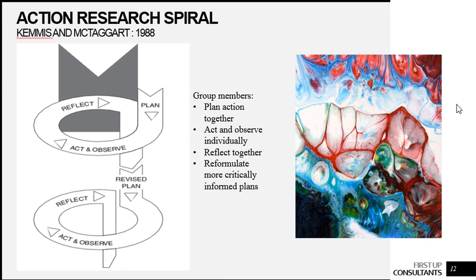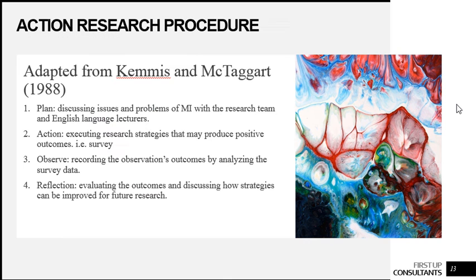So this is the proposed action research spiral by Kemmis and McTaggart. If we look closely, this is the figure which has number 1, plan, number 2, act and observe, reflect together, and the last one, reformulate more critically informed plans. So this is the figure. And this is the explanation that I adapted from Kemmis and McTaggart just now. For the plan procedure, I plan to discuss the issues and the problems of MI, medium of instruction, with my research team and some other English language lecturers. So when we discuss, we can identify the problems of this MI with our students.